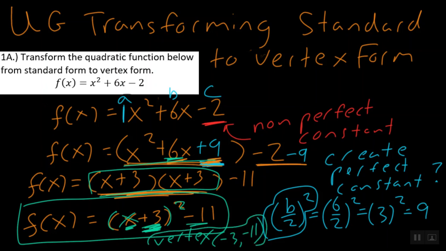So I know the vertex of this quadratic is at negative 3 comma negative 11. All right, let's go on to a second example. Okay, here we have our second example, and I really want to speed this up and show you how quickly and easily this process can be done. So let's write f of x is equal to x squared minus 8x plus 3.